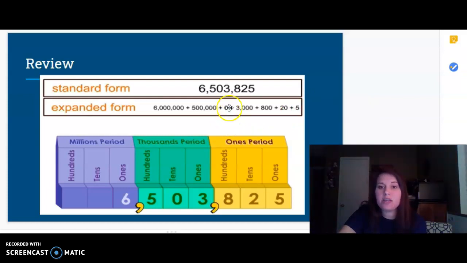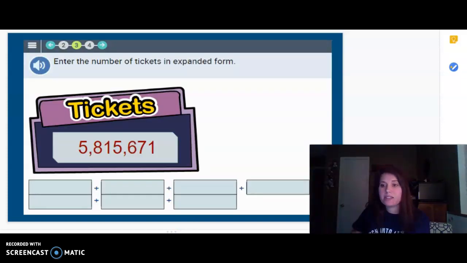Notice here there's a 0 in this place value spot, and that's because there's a 0 in this 10,000 spot. So make sure whenever you are doing your place value that if there's nothing there, you just put a 0. Okay? So let's go ahead and get some practice.